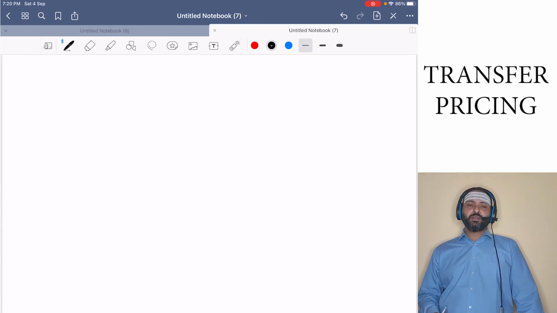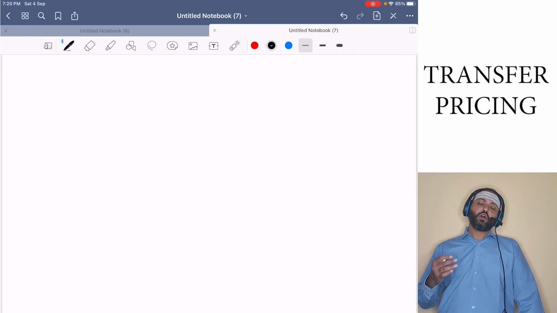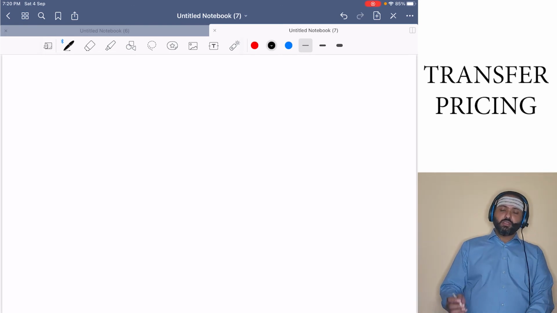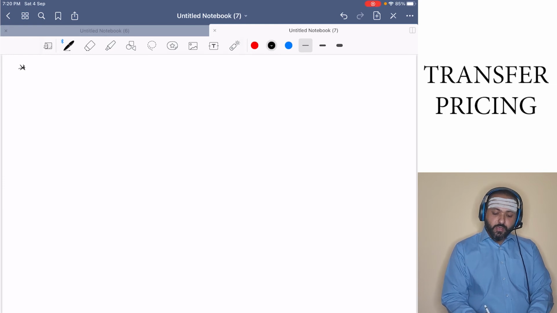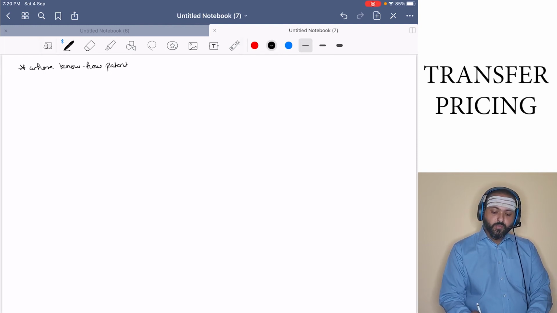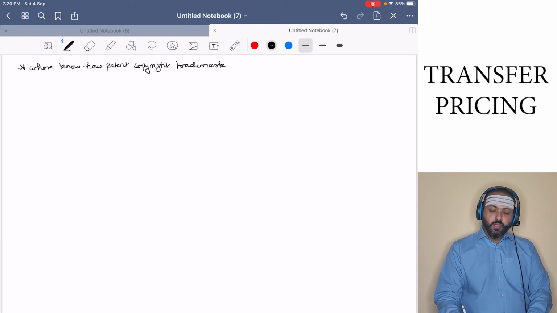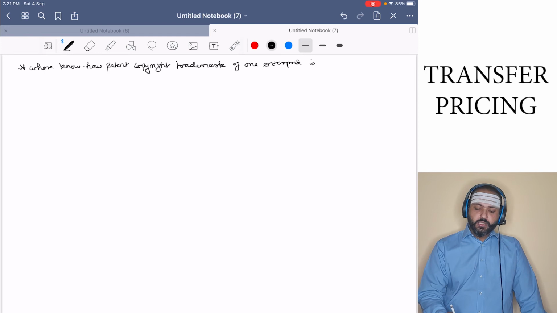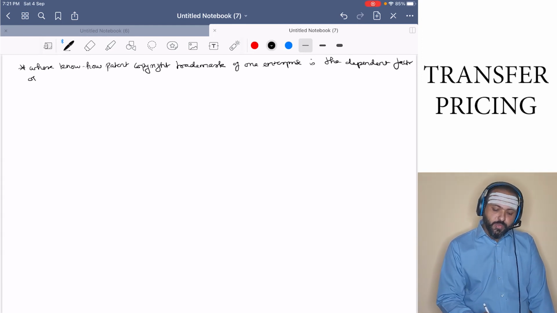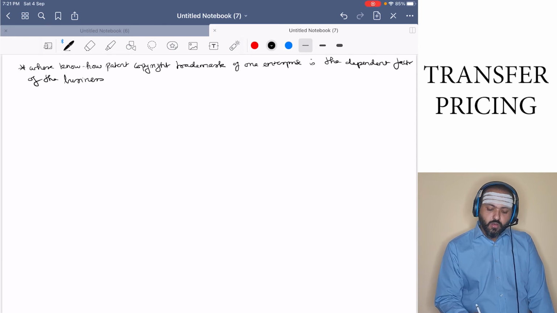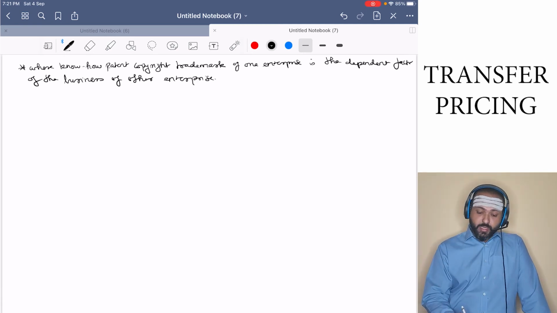Now this became a headache. The income tax department started again reviewing the balance sheet, because these fellows will always do something and make it apparent on the balance sheet. So when they reviewed, they made two changes. Change number 1, where know-how, patent, copyright, trademark of one enterprise is the dependent factor of the business of the other enterprise. So what are we trying to tell? Then both are AEs.